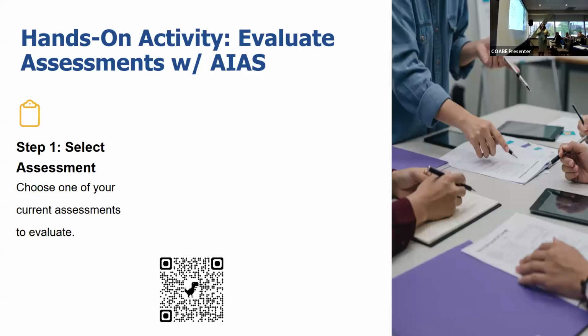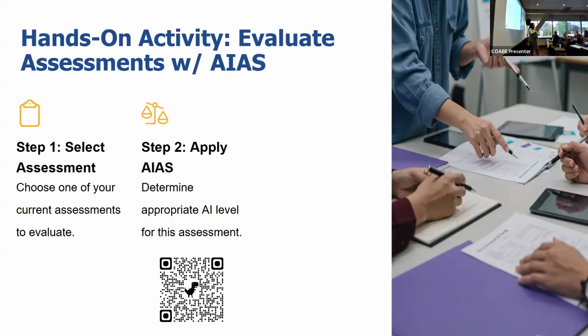So think of or choose one of your current assessments to evaluate, okay? And then you're going to determine the appropriate AI level for this assessment. So here you're going to use the scale to see where it falls on the scale. Do you want it to integrate AI to some extent or no AI whatsoever? Okay. And in a bit, I'm going to show you a resource here.